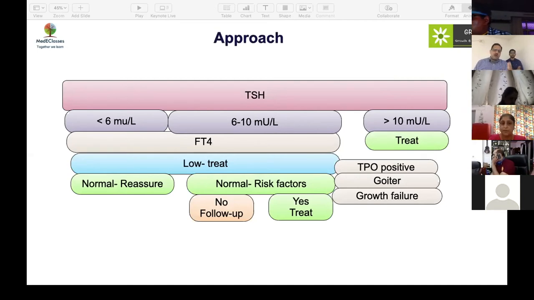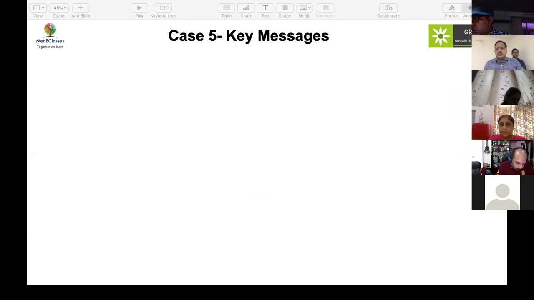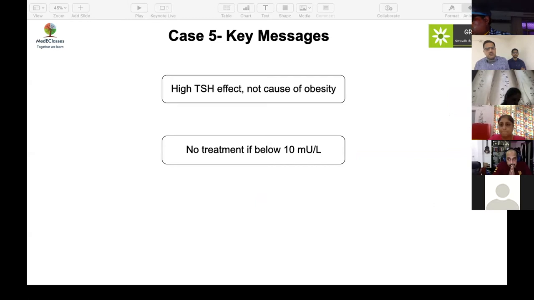Okay, so as you had wonderfully told us, if the TSH is between 6 to 10, unless there is TPO positivity or goiter, we should not start treatment. This is the most common referral which we get from pediatricians: borderline high TSH in obesity. It is the effect of obesity and not the cause of obesity. Do not treat unnecessarily in this regard. The key message is that the high TSH is the effect and not the cause of obesity, and there is no treatment if it's below 10.